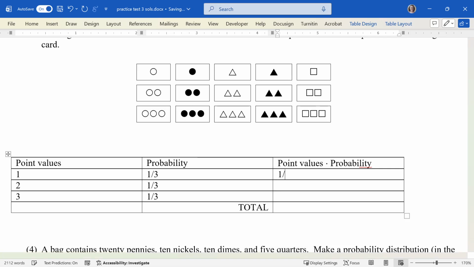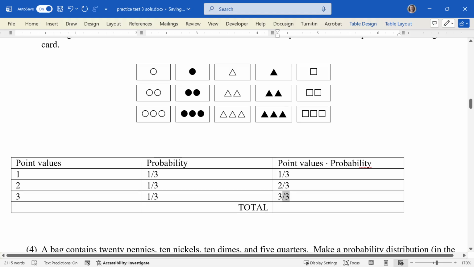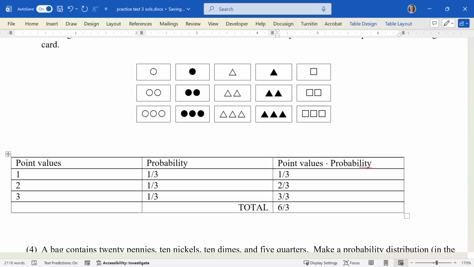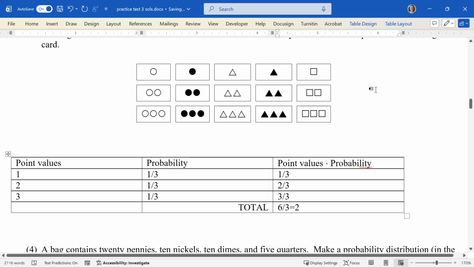So this is 1 times 1 over 3, 2 times 1 over 3, 3 times 1 over 3. And I'm still going to leave this one as over 3, just so that I can add it to the other ones. So 1/3 plus 2/3 plus 3/3. 1 plus 2 plus 3 is 6. Divide by 3. Maybe I'll go ahead and convert that to 2, since I think it's pretty easy.